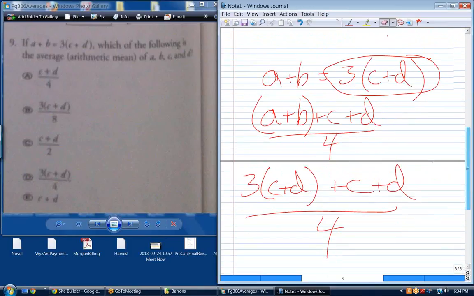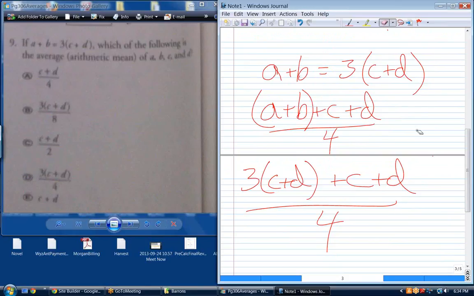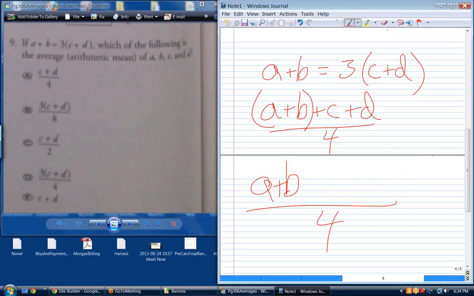Notice, let's just go back a moment. Notice why I substituted for A plus B instead of substituting for C plus D. In other words, I could have done it this way. I could have said C plus D was equal to A plus B divided by 3. But we're going to get an answer that's in all A's and B's, and none of our answers are in A's and B's. So we have to substitute for A and B instead of substituting for C and D. Yep. All right.